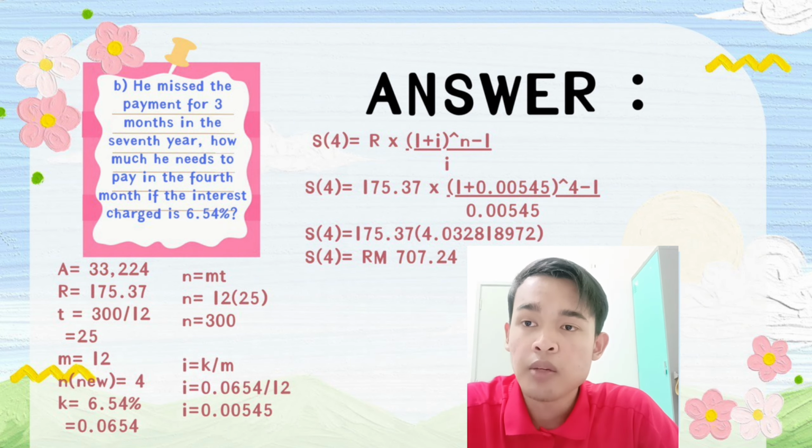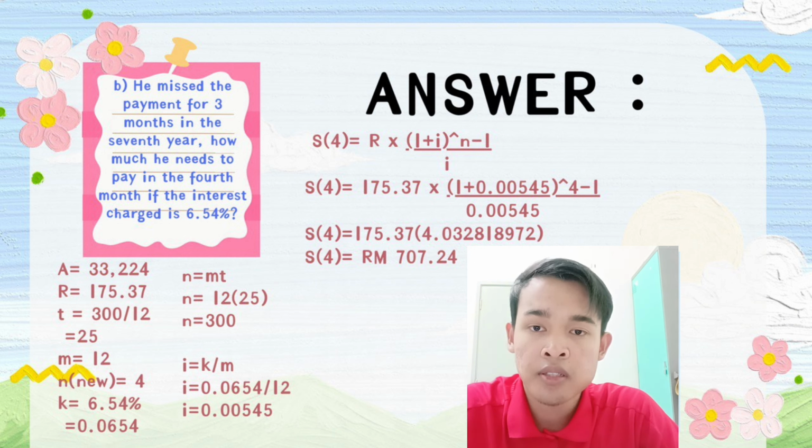Question B. He missed the payment for 3 months in the 7th year. How much he need to pay in the 4th month if the interest charge is 6.56%? So how we want to answer the question? Just as we answer the question A, we need to gather all the information first. First of all, we need to find the value of A. A equal to 33,224 ringgit. Next step, we want to find the value of R. R equal to 175 ringgit 37 cents.